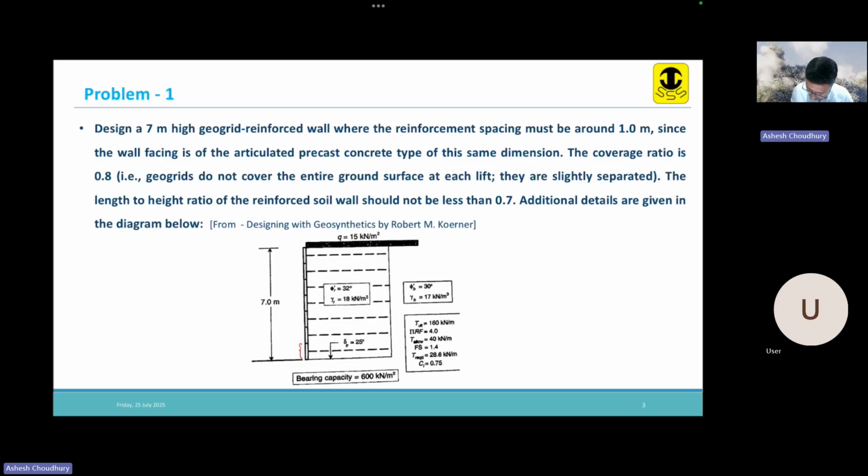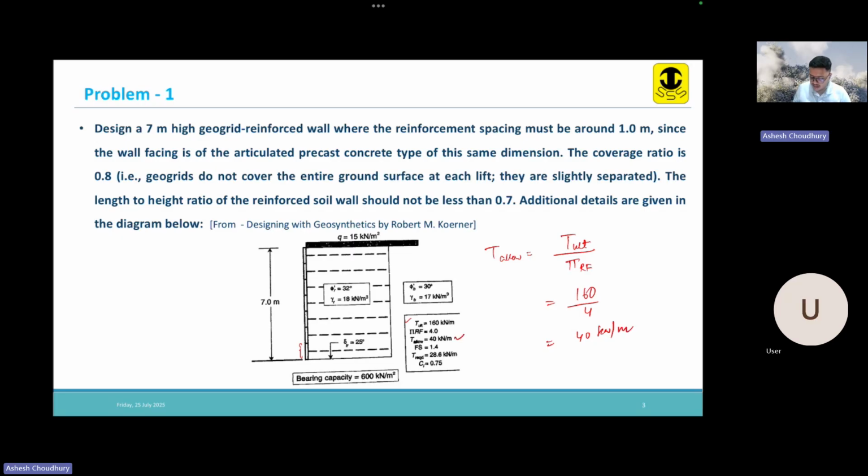Now see, it is given to us that the ultimate tensile strength of the geogrid is 160 kilonewton per meter. Now, if ultimate strength is 160, then what is my allowable strength? Allowable strength is nothing but ultimate divided by the total multiplication of the reduction factors. And this is actually given to us in the question as 4. So my allowable becomes 40 kilonewton per meter. Okay, 40 kilonewton per meter.